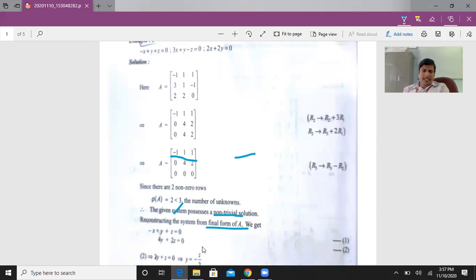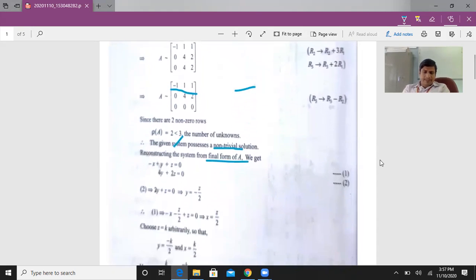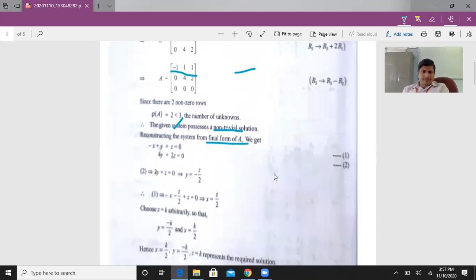Next, you take the second equation: 4y plus 2z equal to 0. Okay, I write here equation 2, that is 4y plus 2z. 2 is common, so that is 2 times (2y plus z). The 2 goes to the RHS, that is 0, and 0 into 2 is 0.